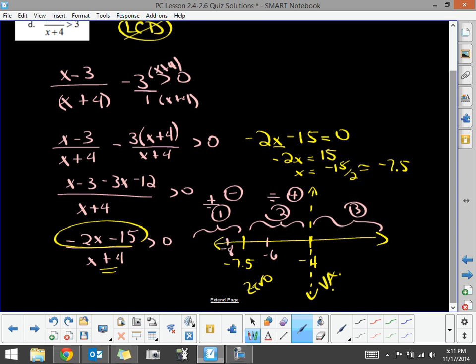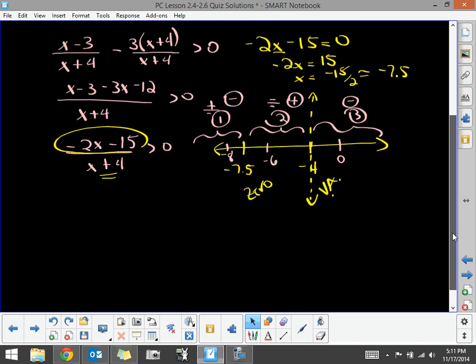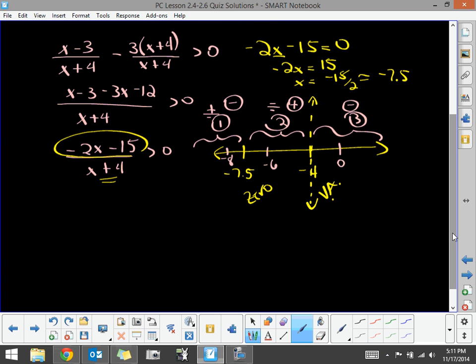And then finally, in our last interval, interval 3, we try a number bigger than negative 4. I like 0. So it's a negative 15 over a positive 4. It's definitely a negative number. Since our inequality sign says we want only those values that are greater than 0, I know I'm in interval 2, and writing in interval notation, we have a solution set that is negative 7.5 or negative 15 halves. You know, we normally talk about leaving it as fractions if possible, and going up to a negative 4. Neither one included because we want it to be greater than 0.